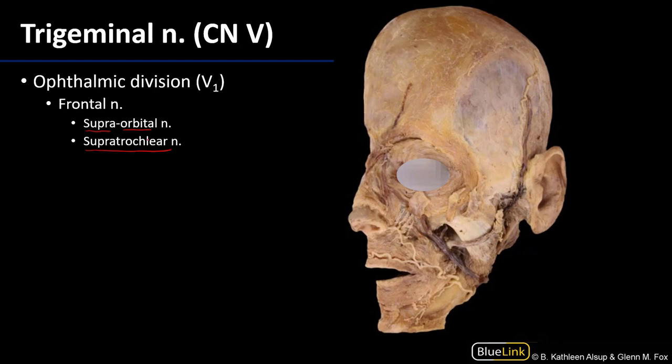The supratrochlear nerve is the smaller of the two branches, and it has a more medial distribution. The supraorbital nerve is the larger of the two branches, and it has a more lateral distribution as it covers the dermatome.